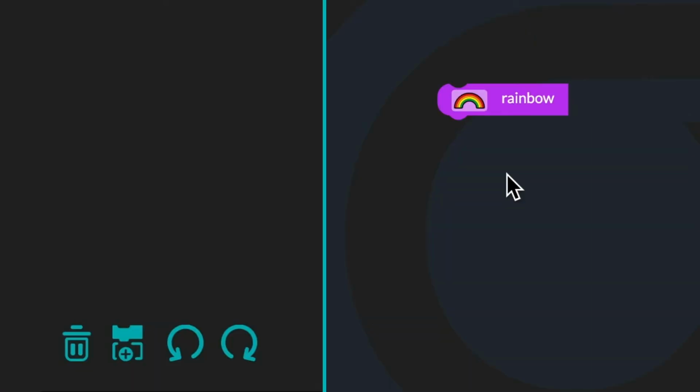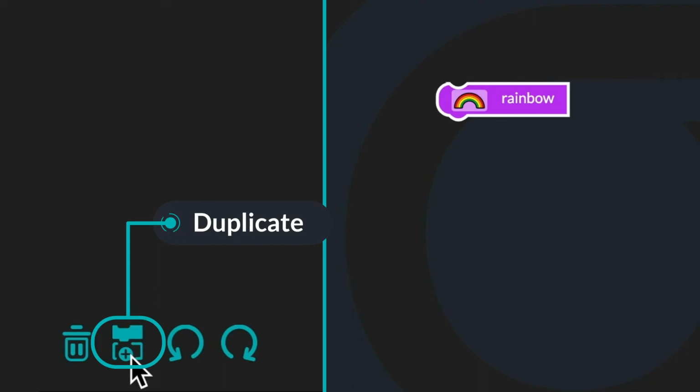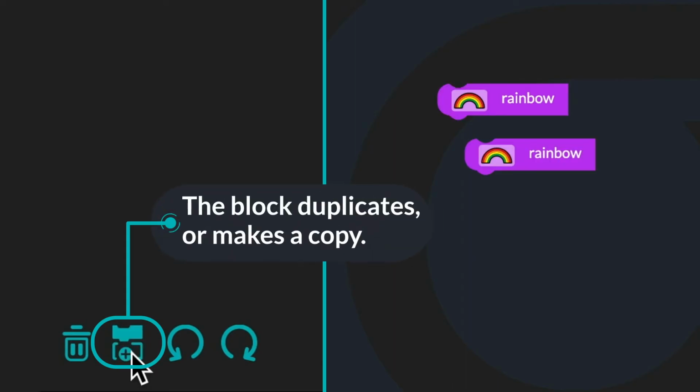Let's practice using them. Select the rainbow block. You'll know when you've selected it when you see the block outlined in white. After selecting the block, click on the duplicate icon. The duplicate icon has a plus symbol on it. What happens when you click this button? That's right, the block duplicates or makes a copy.